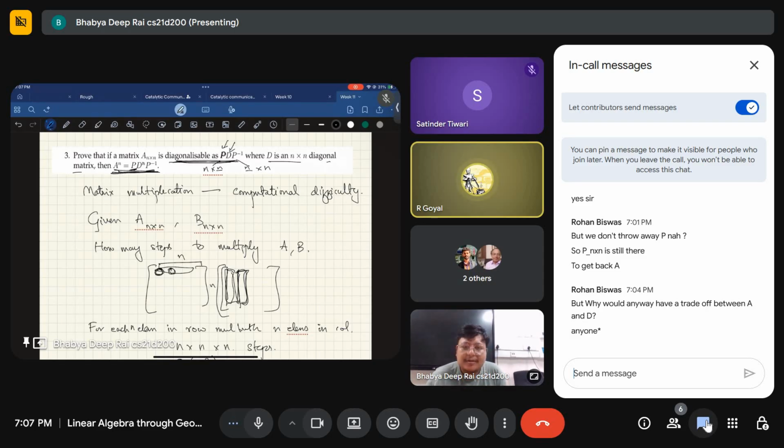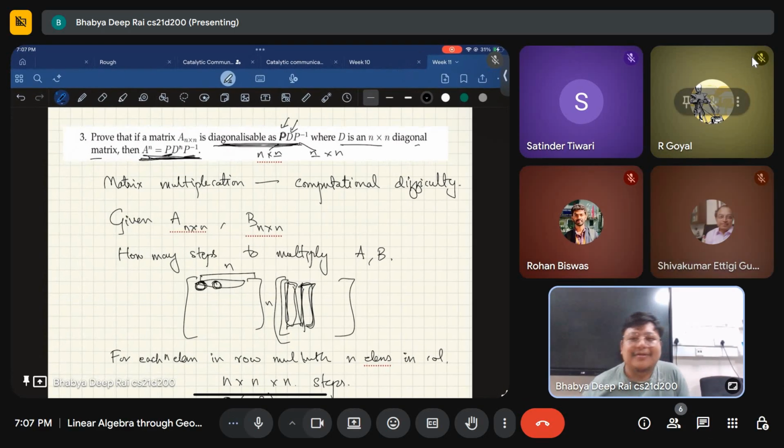Or do we have some established results related to the eigenvalues and the diagonal matrices? That's right. We'll look at how eigenvalues are related to diagonalization soon.